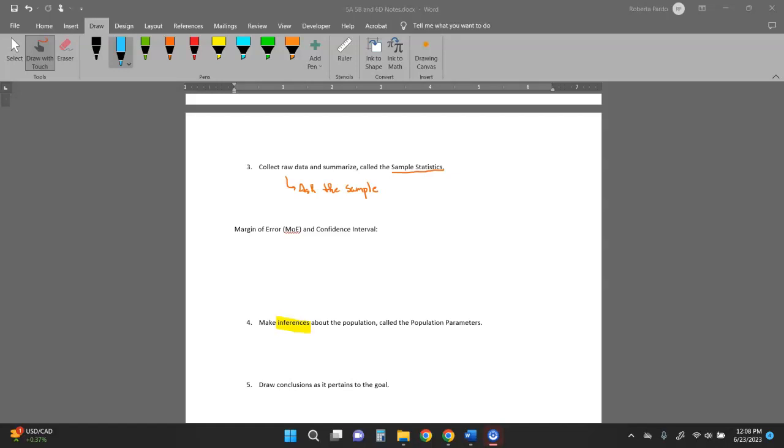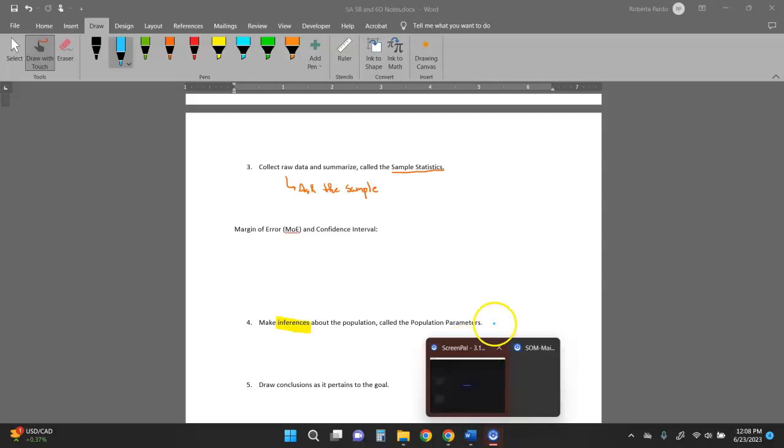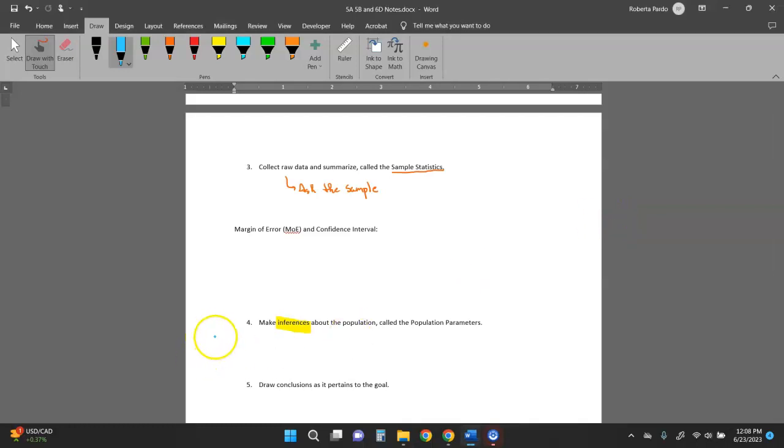Okay, so continuing where we left off, remember that the goal for all of our statistical studies is to make sure that we make an inference about our population. That's where we want to make what we consider a leap of faith: based on all the information we got from the sample, we want to make this inference to the population. And so that's where the margin of error and the confidence interval come into play.